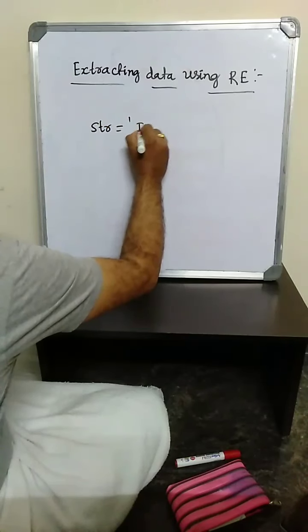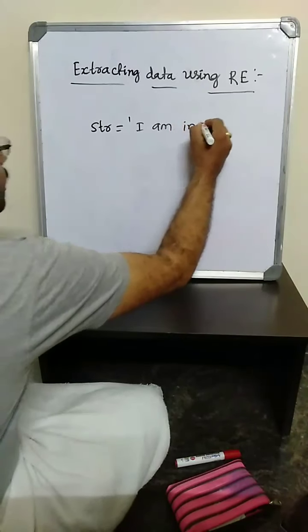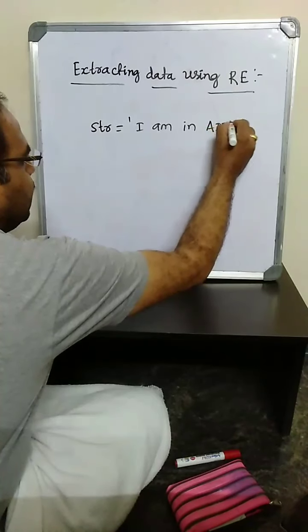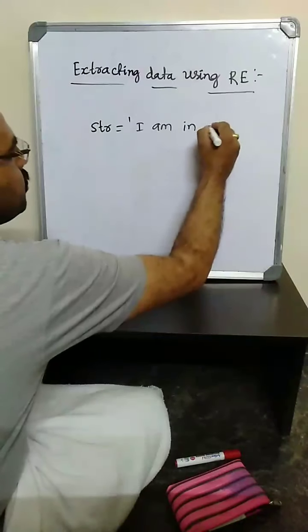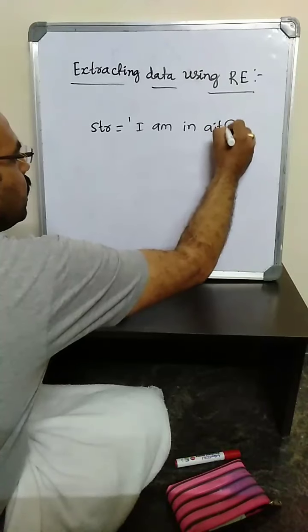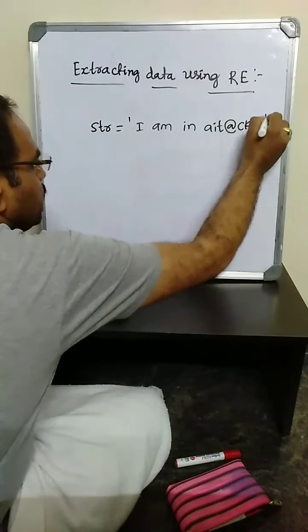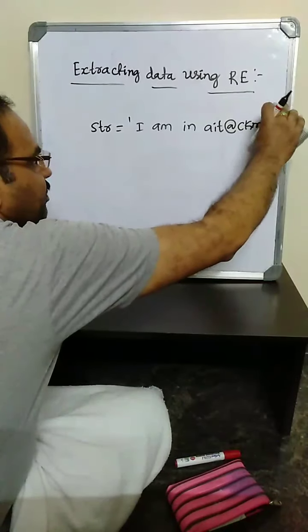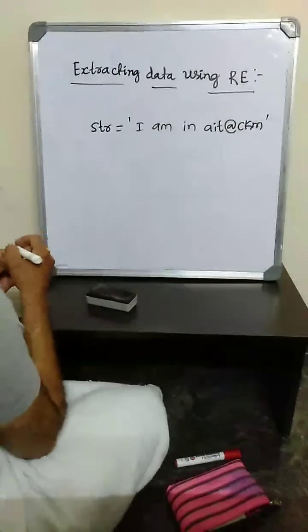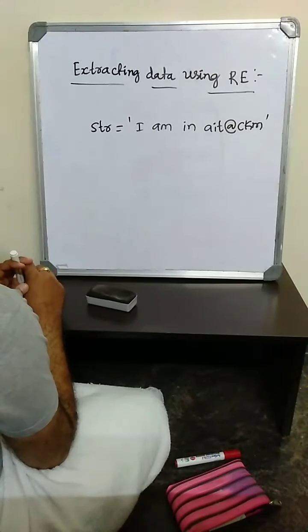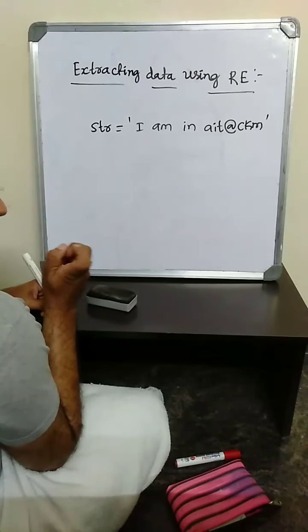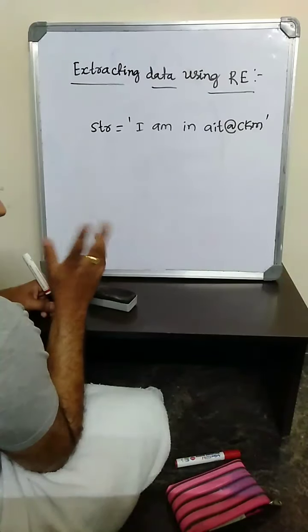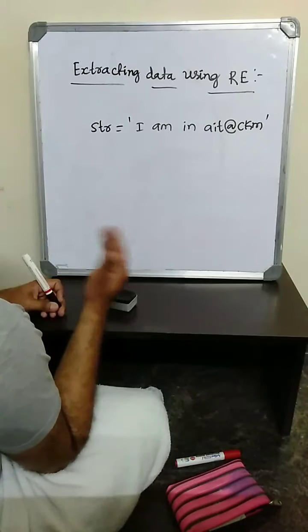Let us say, I am in AIT at CKM. So this is my string. What is the string I have taken here? I am in AIT at CKM. Now, what I am interested in this string is to extract only the characters. It should have some characters followed by the @ symbol, and then it should have any number of characters.